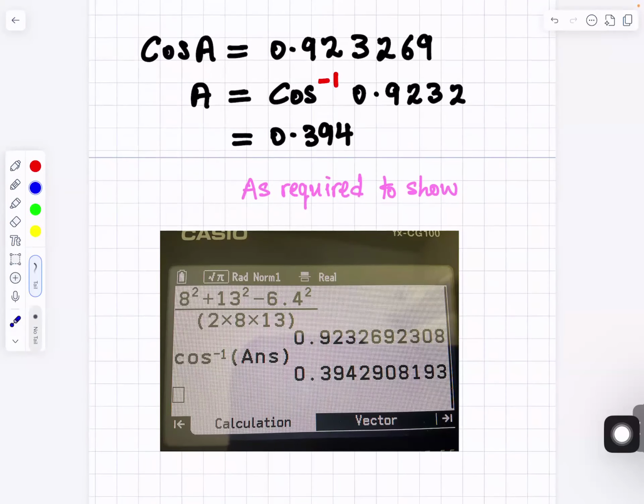So that's the calculator I use, the CG100. CG stands for graphics calculator, with graphics. So 8 squared plus 13 squared minus 6.4 squared divided by 2 times 8 times 13. You get that? And then inverse cosine of, I just put shift and answer. So I'm using all of these decimal places, so it gives me the long answer. And I round it to 3 significant figures there.